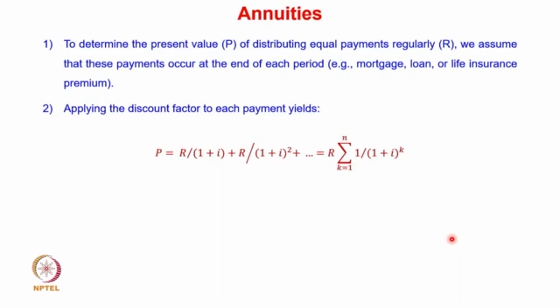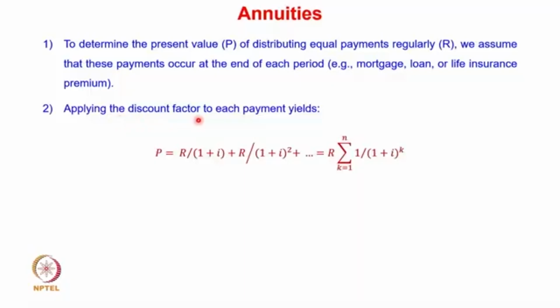The next is the annuities. This particular concept is useful to determine the present value of distributing equal payments regularly. We assume that these payments occur at the end of each period. This happens whenever the company or organization has taken a loan, or if the organization needs to pay the insurance premiums. These are paid in a yearly manner, isn't it?